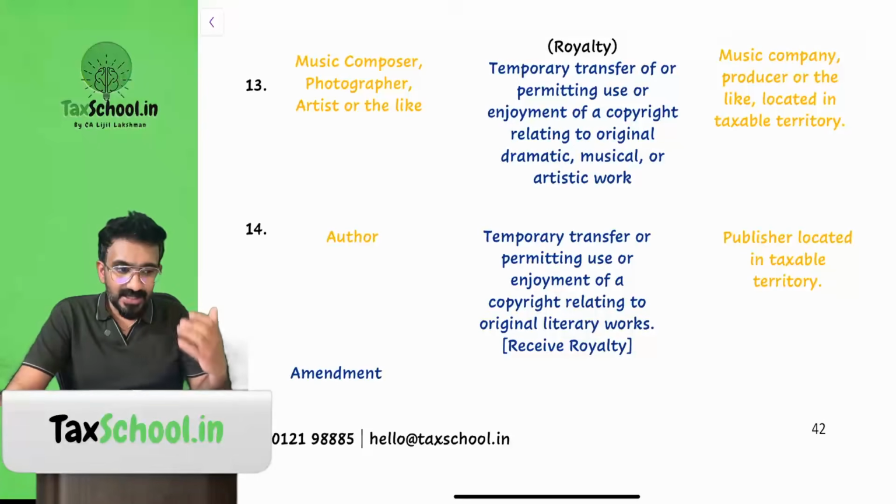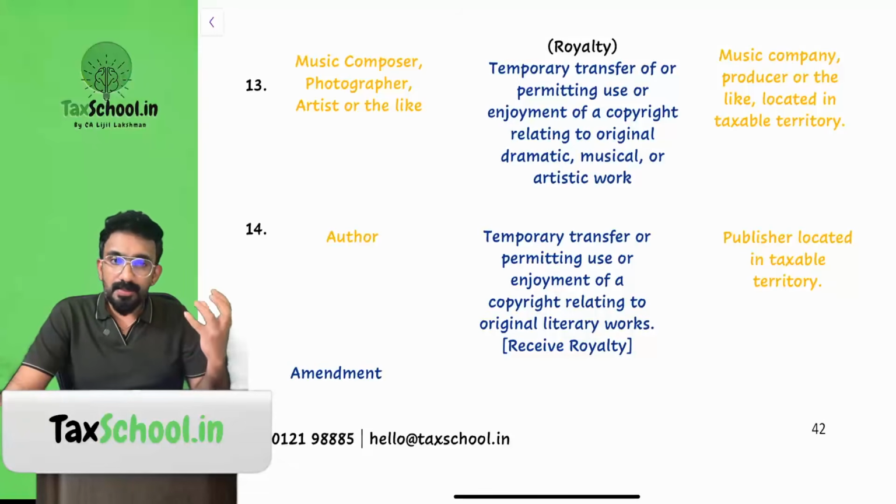Which means, as an author, how would the finance of an author work? An author will write a story, take the copyright of this story with the copyright authority, and then let the publisher publish this particular book, and the publisher will sell the book, and a percentage of that book revenue will be paid back to the author, right? So the next question is, when the author is temporarily transferring or permitting the use or enjoyment of a copyright relating to original work to the publisher, who is liable to pay the GST to the government? They said it is the publisher who will have to pay the GST.